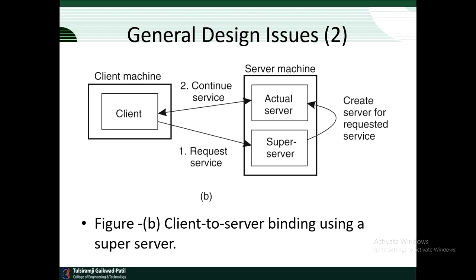This is the approach taken, for example, with the inetd daemon in Unix. Inetd listens to a number of well-known ports for Internet services. When a request comes in, the daemon forks a process to take further care of the request. This process will exit after it finishes. So this is about client-to-server binding using a super server.